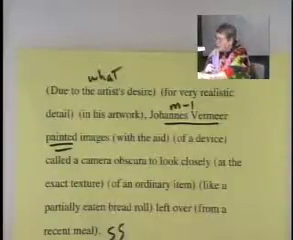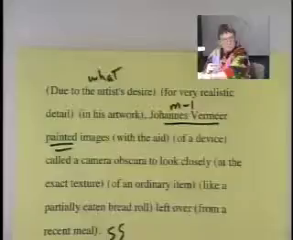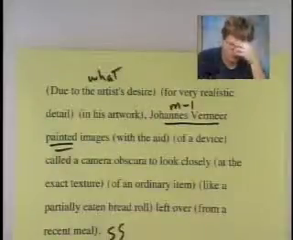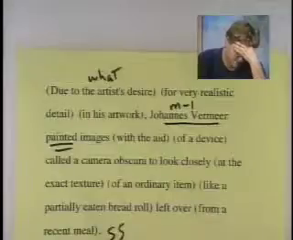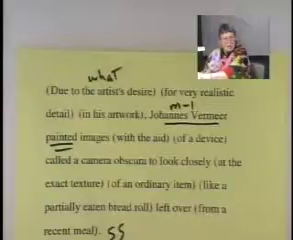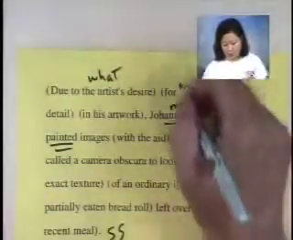So, due to the artist's desire, what? For very realistic detail, that answers what? How? No, I don't get a how about that at all. Let's try it again. Due to what? Due to the artist's desire for very realistic detail. For what? It's only going to be what?